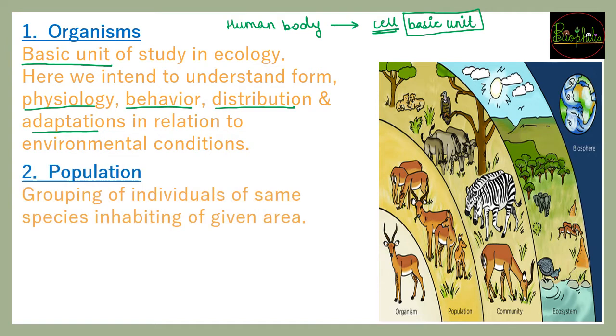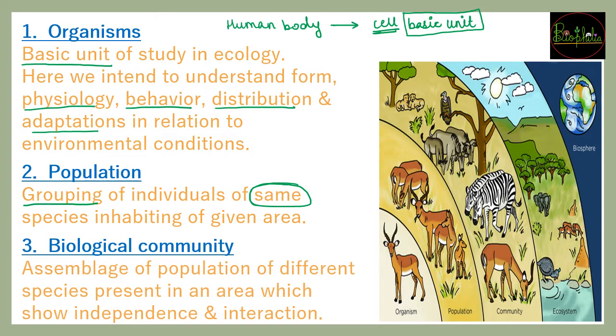So second, जब organisms बहुत सारे group में आते हैं, so when there is a grouping of individuals, okay, individuals जो थे वो organism थे. So when there is a grouping of same species, very important is these are of the same species, then living on a given area, they would be called as a population. So population is nothing but similar type of species coming together to form a population.